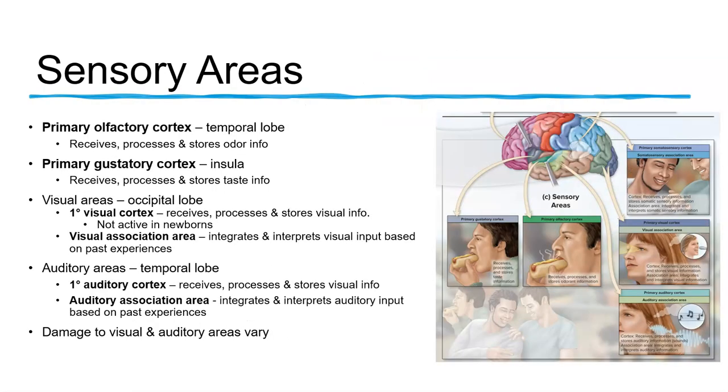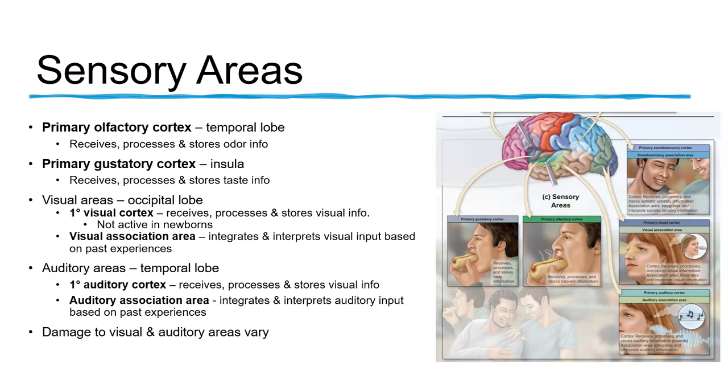And just a quick look at some of the additional sensory areas. Your primary olfactory cortex is located within the temporal lobe. Olfactory refers to the sense of smell. So it receives, processes, and stores information about different odors. Your primary gustatory cortex is located in the insula. Gustatory refers to taste. So it receives, processes, and stores that information.